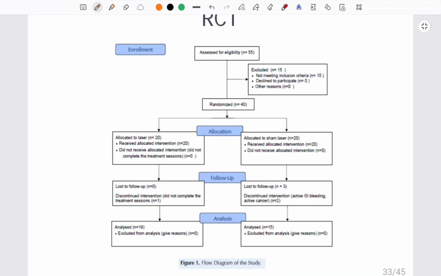You also need to report loss to follow-up, why they were lost to follow-up during that time, and report how many subjects actually ended up in your data analysis.